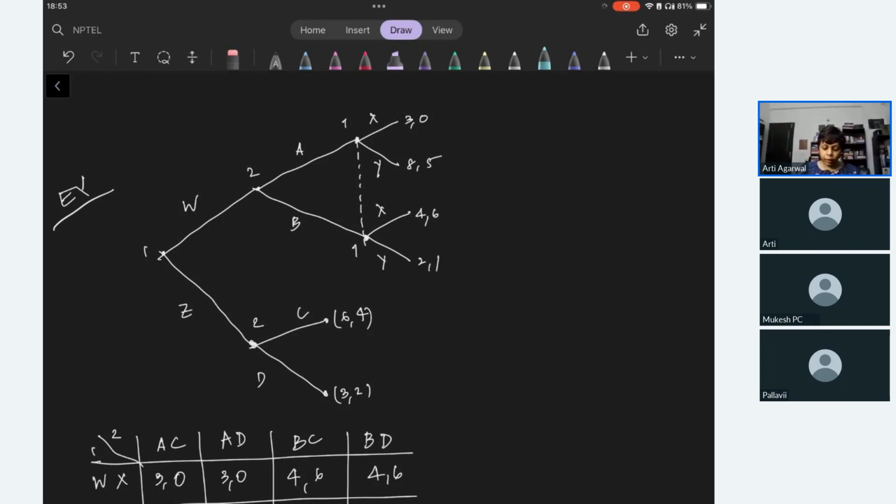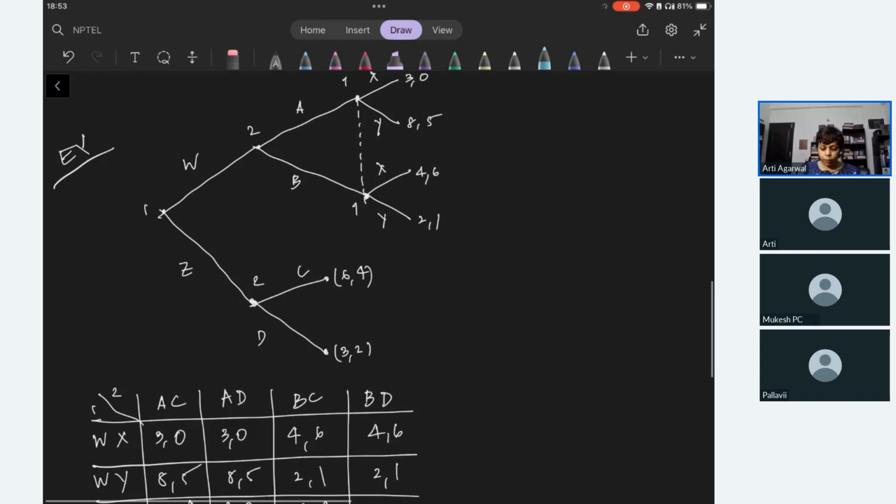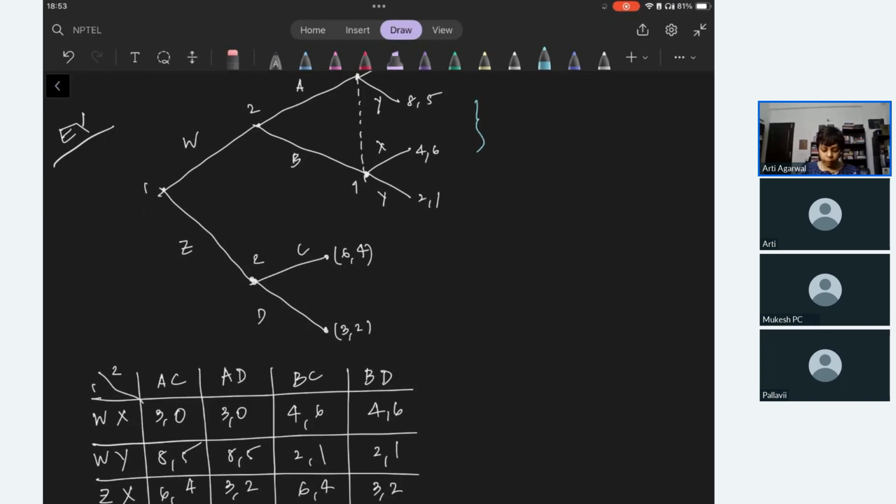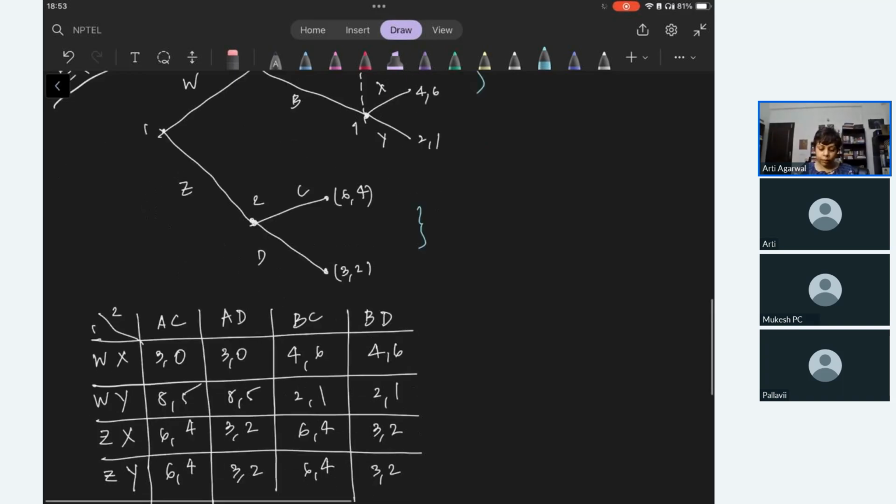Let's look at the other game. In this part of the game, we don't know what is going to happen because player 1 doesn't know which node he's on. But let's look at the other subgame. In this game, player 2 is deciding, and we know that for player 2, this is a better payoff. So we know that this part of the game is going to get played. Strategy B will not be played by player 2.